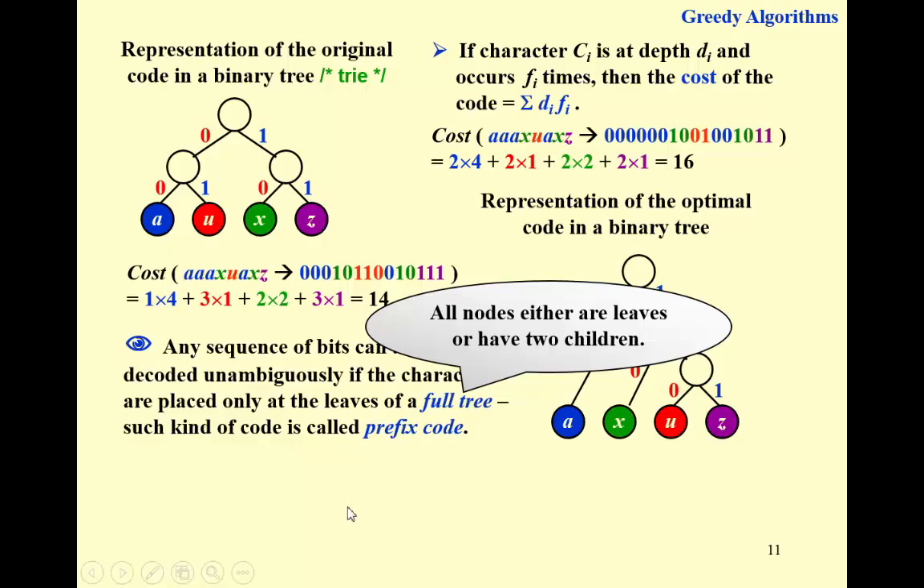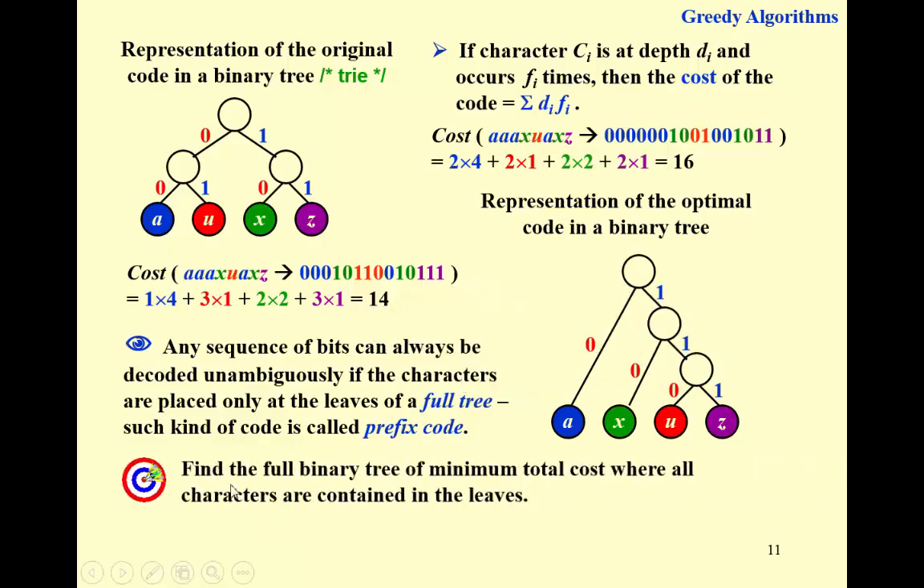And with that observation, our task becomes to find the full binary tree of minimum total cost, where all characters are contained in the leaves. And so far we are pretty clear about the structure of this tree. And the question is, how are we supposed to obtain the minimum total cost? So the answer is be greedy. And therefore the next question is how? How can we be greedy?